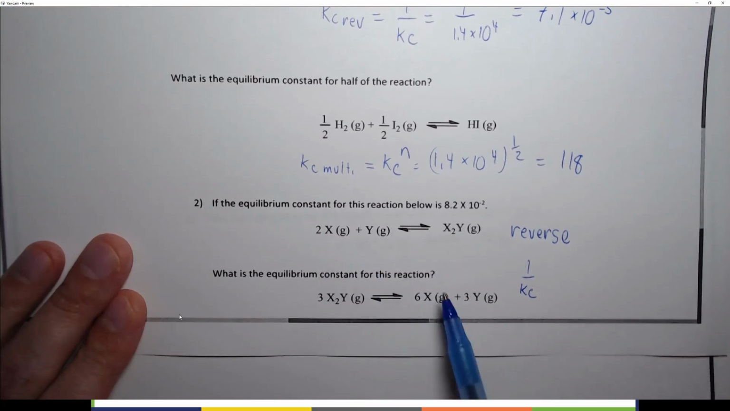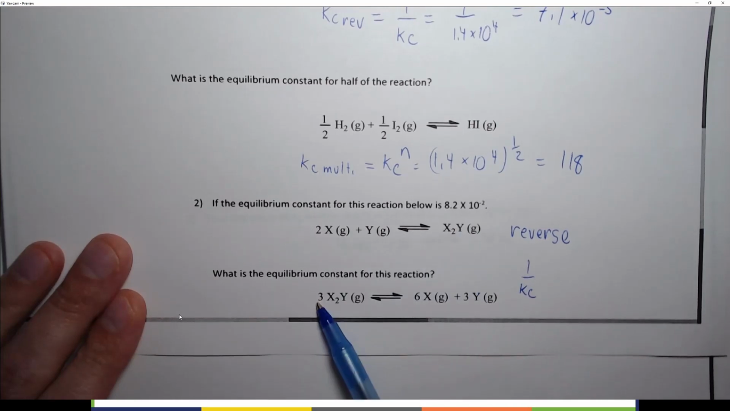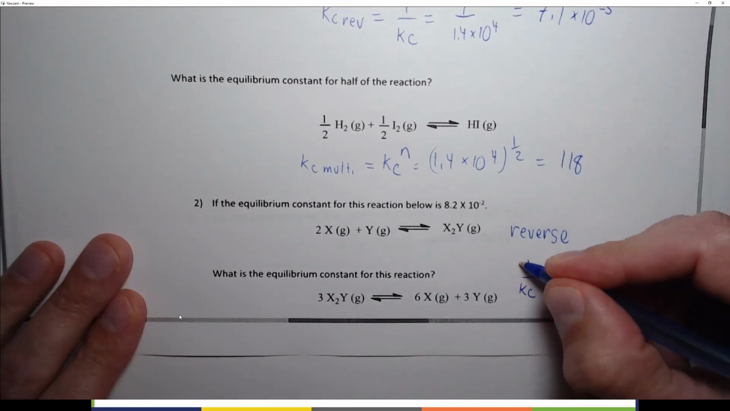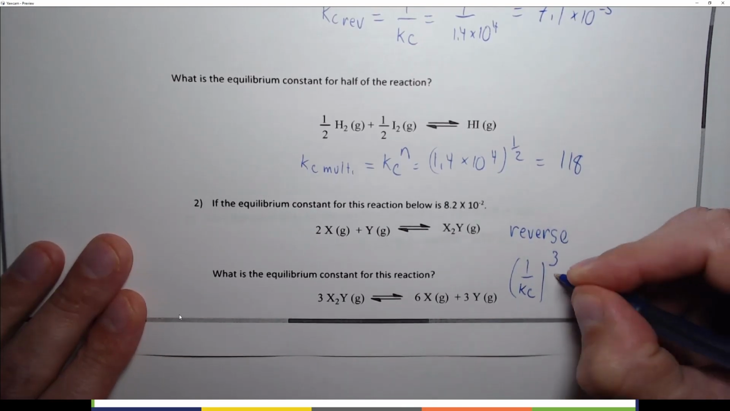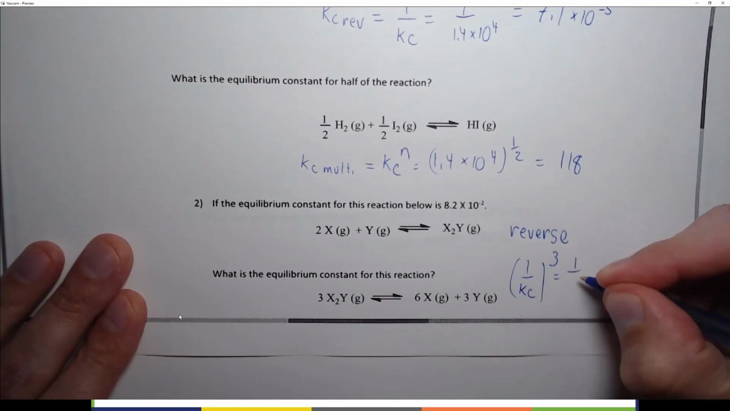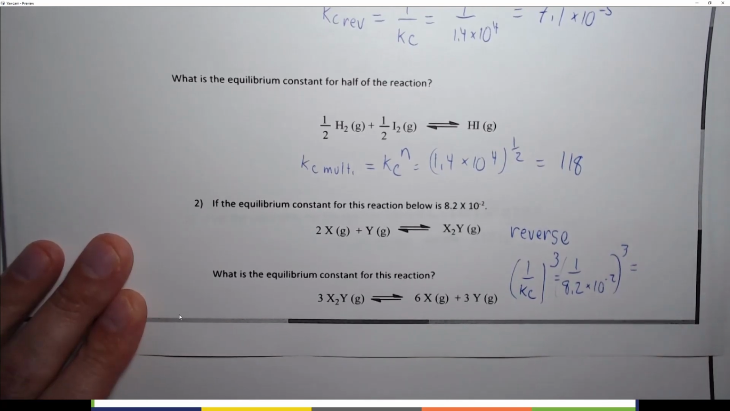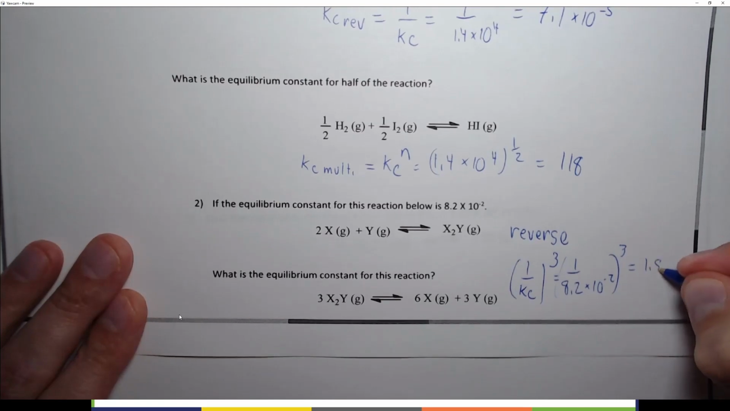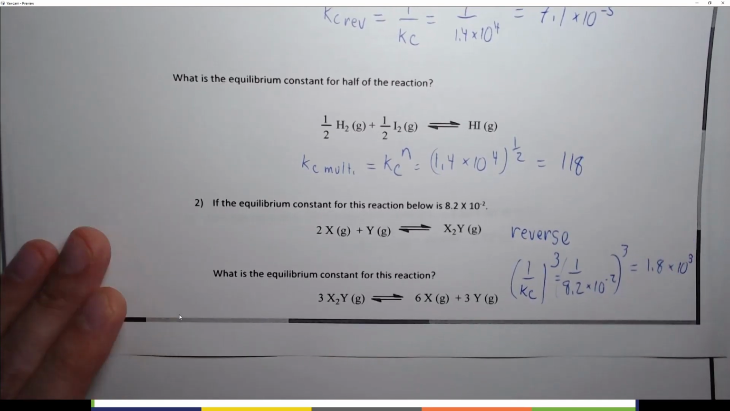What else did we do? Here we have 2, here we have 6, here we have 1, here we have 3, here we have 1, here we have 3. We also tripled it. So we need to take 1 over it and cube it. So we take 1 over 8.2 times 10 to the minus 2, and then we cube that value, and when we do all that work, we get 1.8 times 10 to the third power.